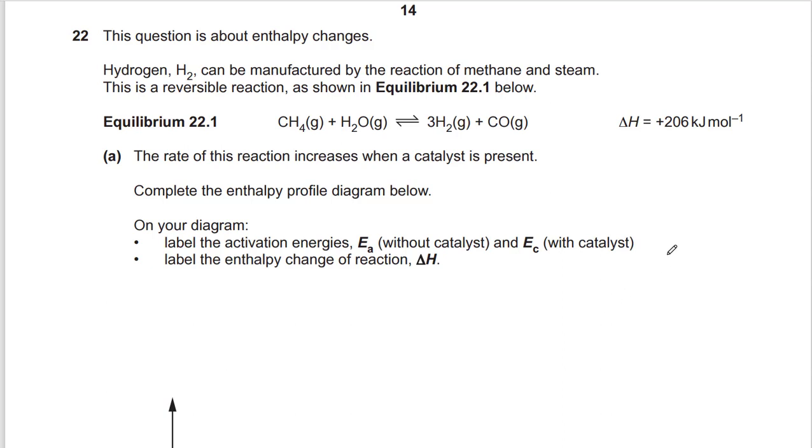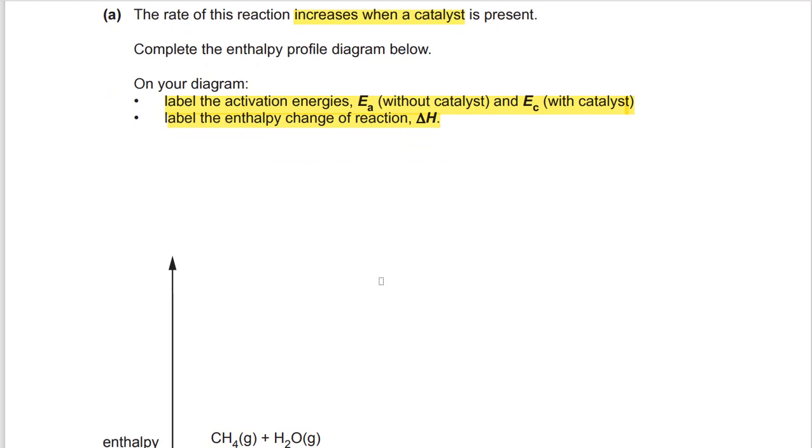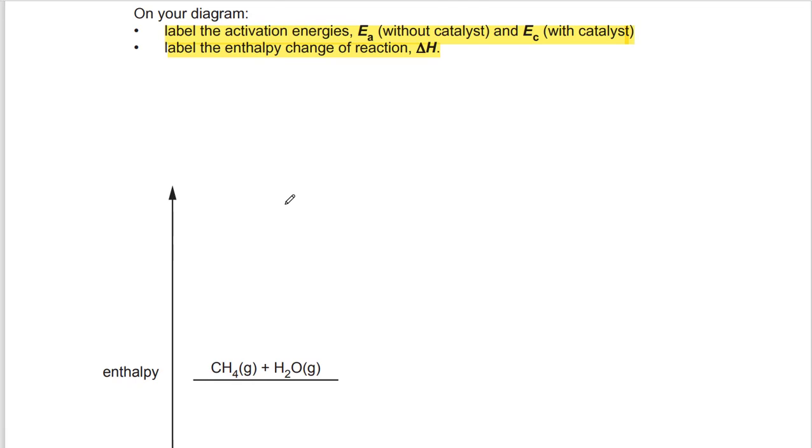So, enthalpy change is next then. We've got an equilibrium given to us, and we've got a delta H. Let's just do a bit of simple highlighting here. The rate of reaction increases when a catalyst is present. Complete the diagram below. I'm going to highlight these, because this is what we need to tick off. This is where the marks are. So we need to complete the enthalpy profile diagram, label the activation energies, and label the enthalpy change of reaction.